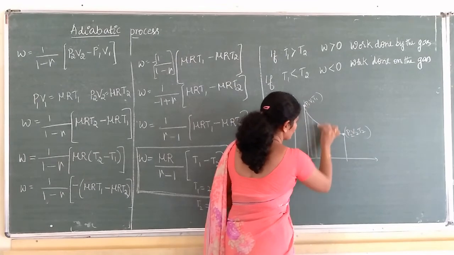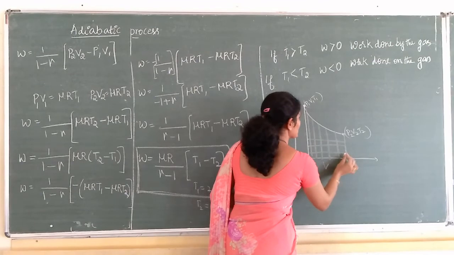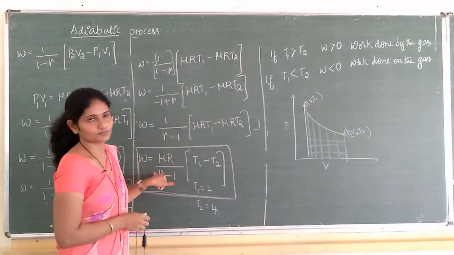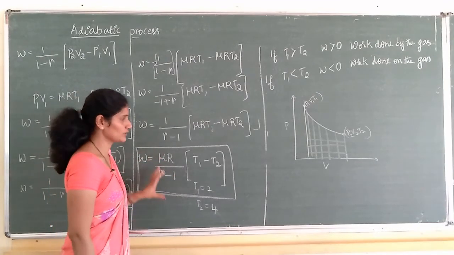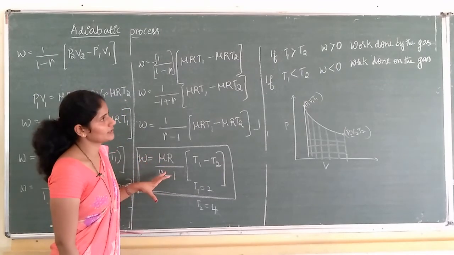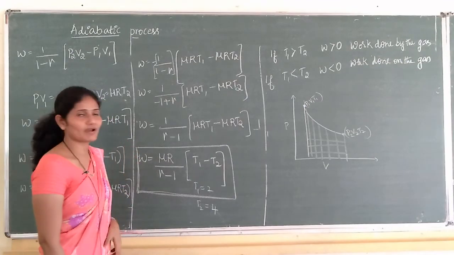Area under the graph gives work done W. If this work done is positive, then work is done by the gas. If work done is negative, then work is done on the system. So this is about adiabatic process.